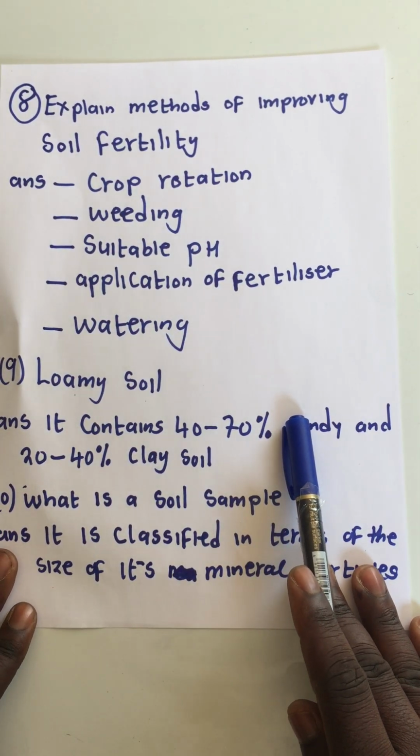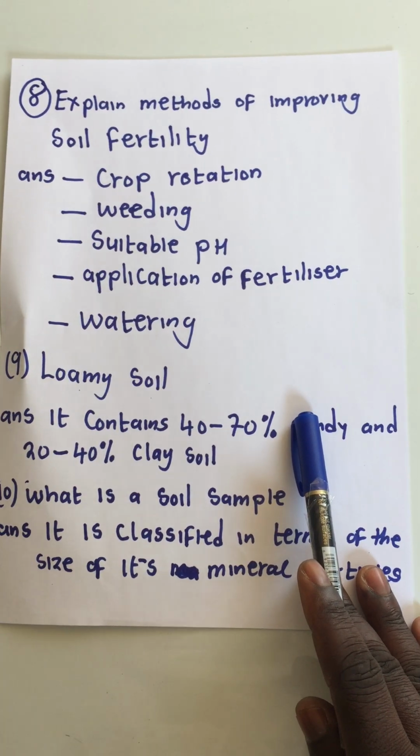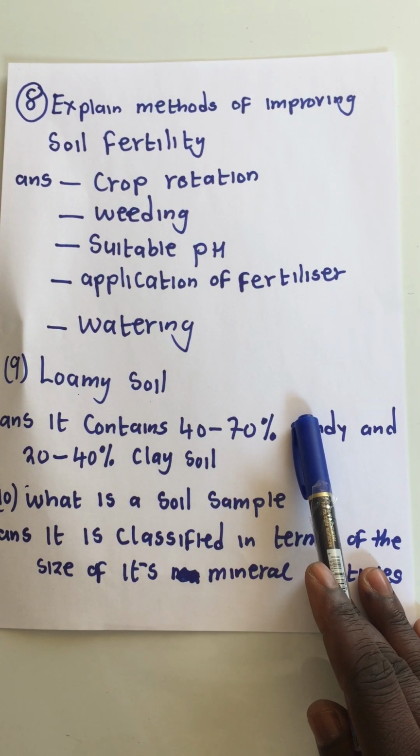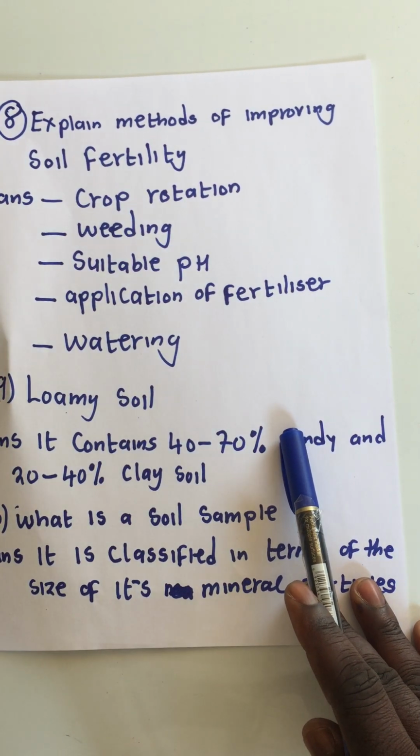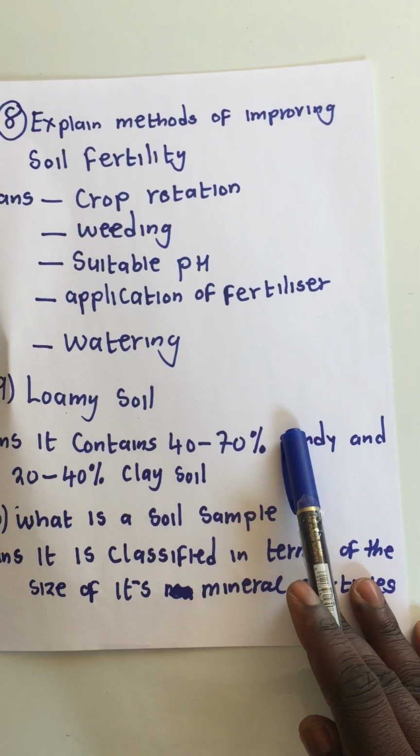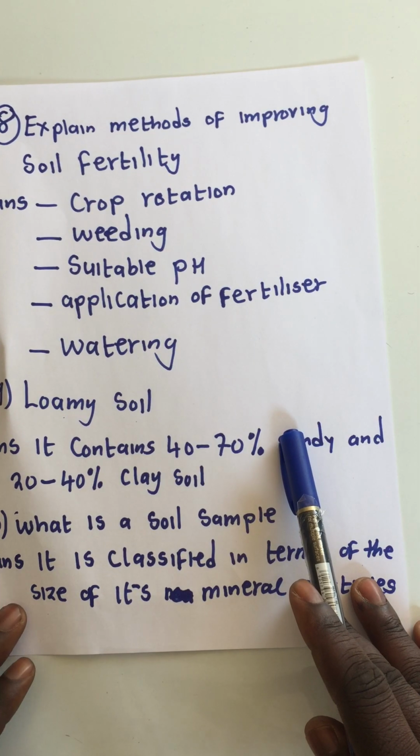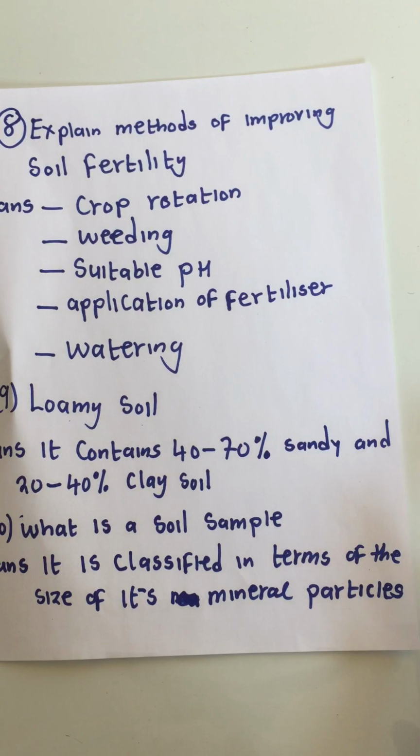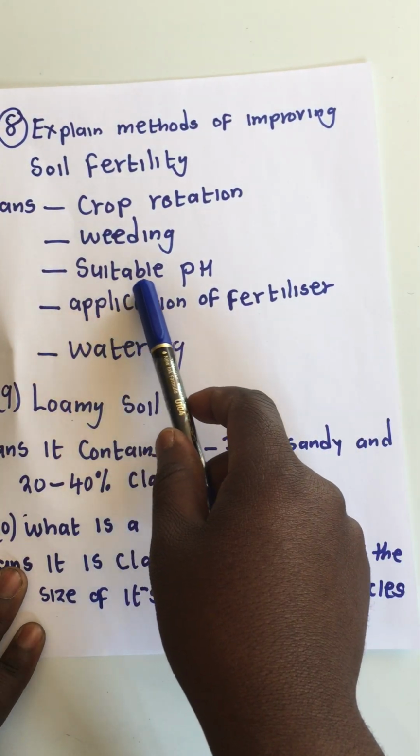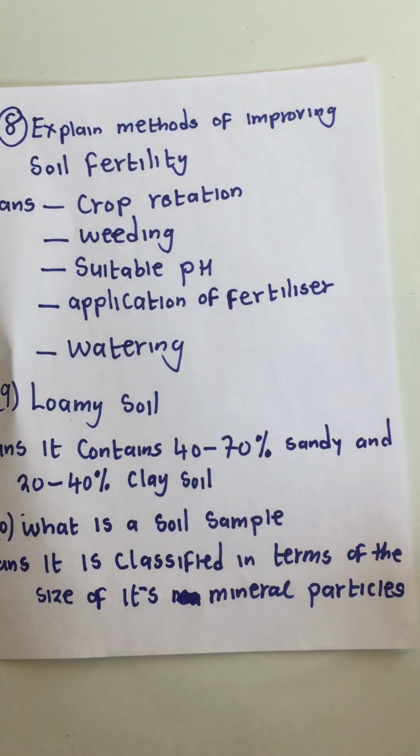Number 1, you have to do what we call crop rotation. Crop rotation is the process of changing crops every year. This year you plant this crop, the other year you plant another crop, so that you allow the soil to get the nutrients it needs. Also weeding. Once you see there are some weeds, start removing them to allow the crops you have planted to have fresh air.